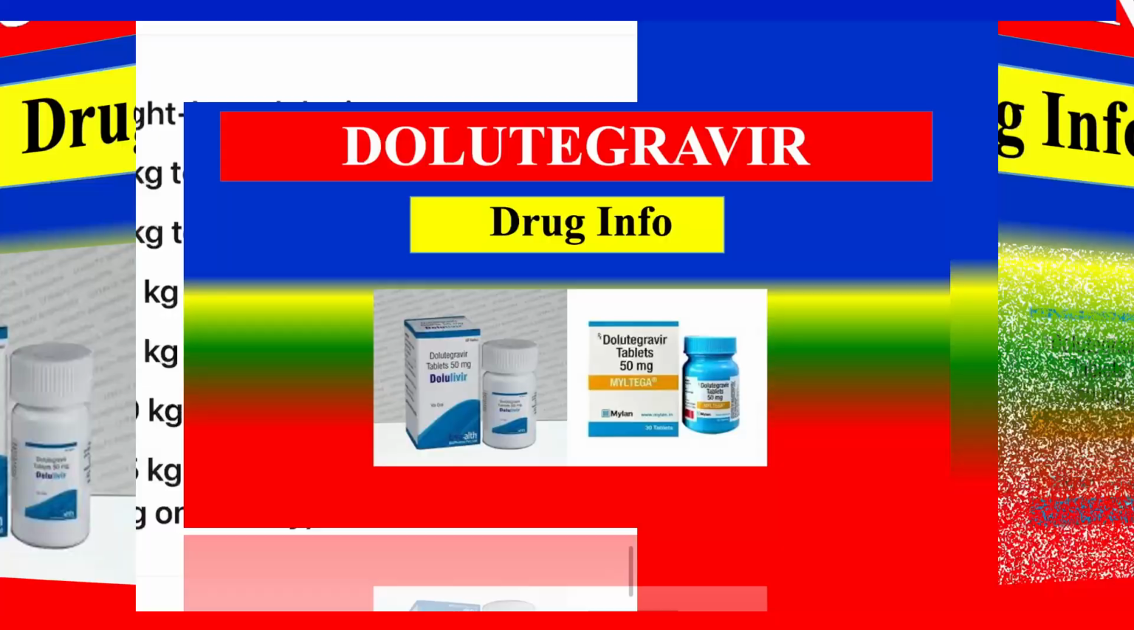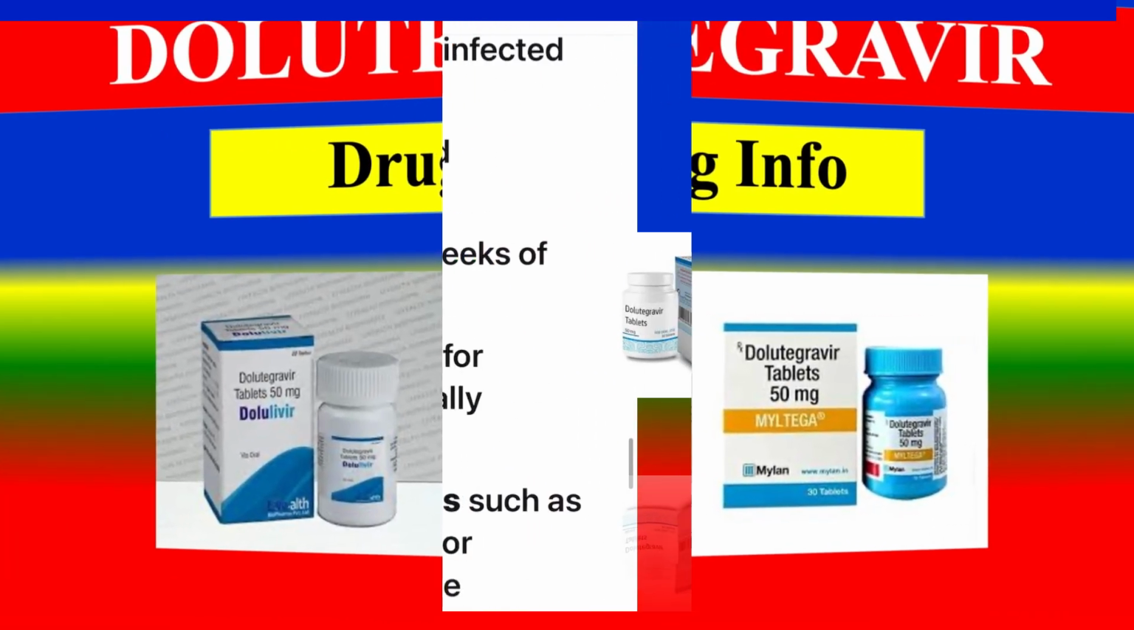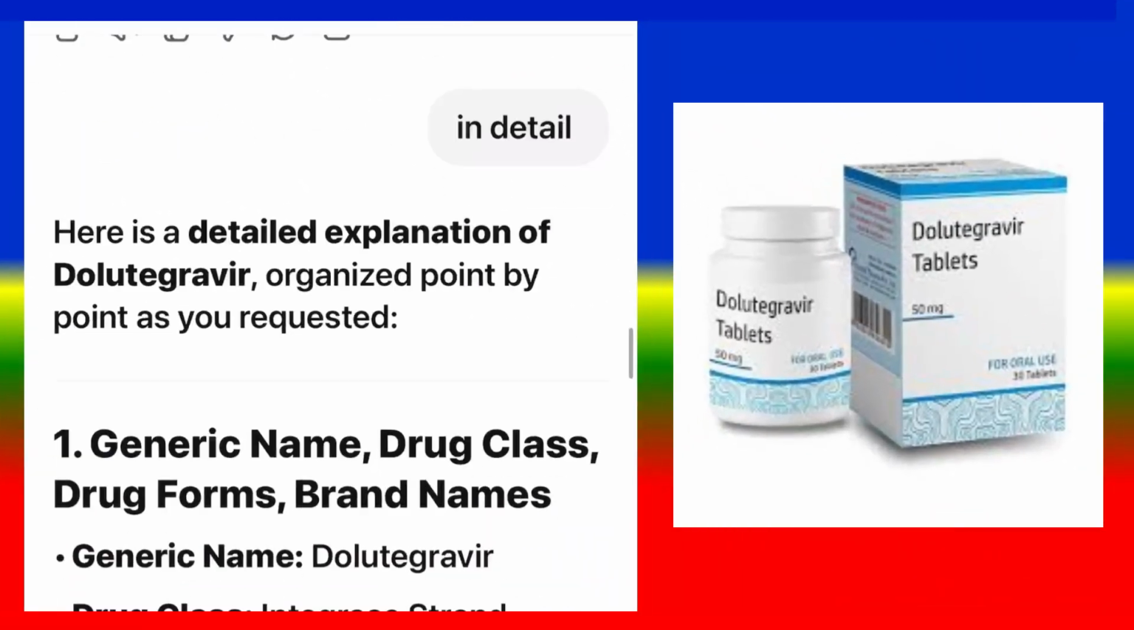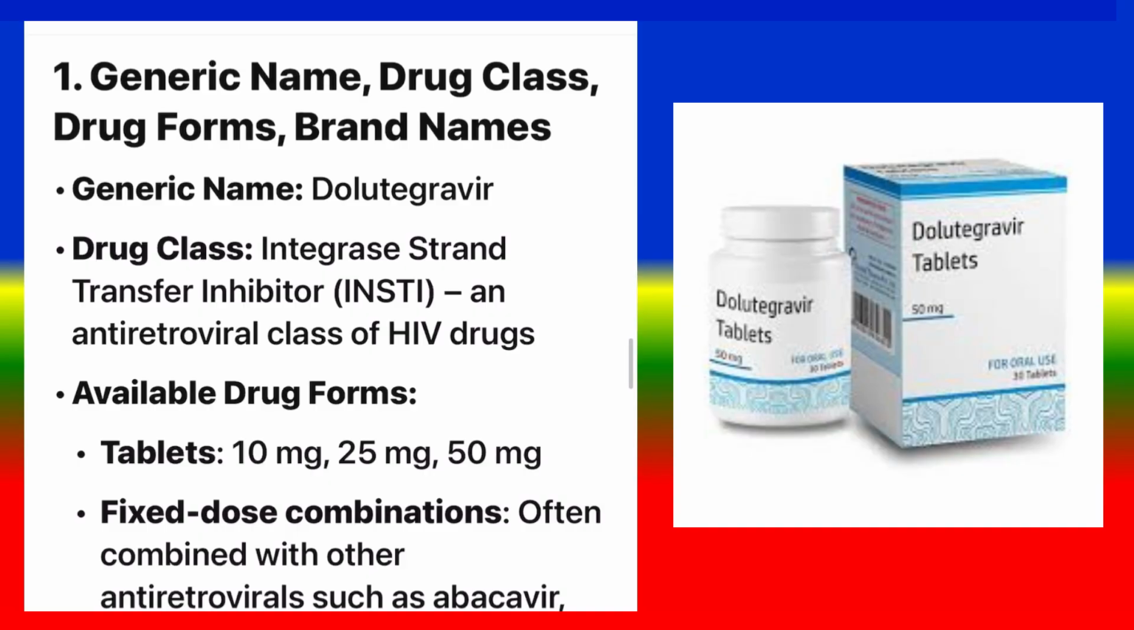Here is a detailed explanation of dolutegravir. Number 1. Generic name, drug class, drug forms, brand names. Generic name: dolutegravir. Drug class: integrase strand transfer inhibitor, INSTI, an antiretroviral class of HIV drugs.